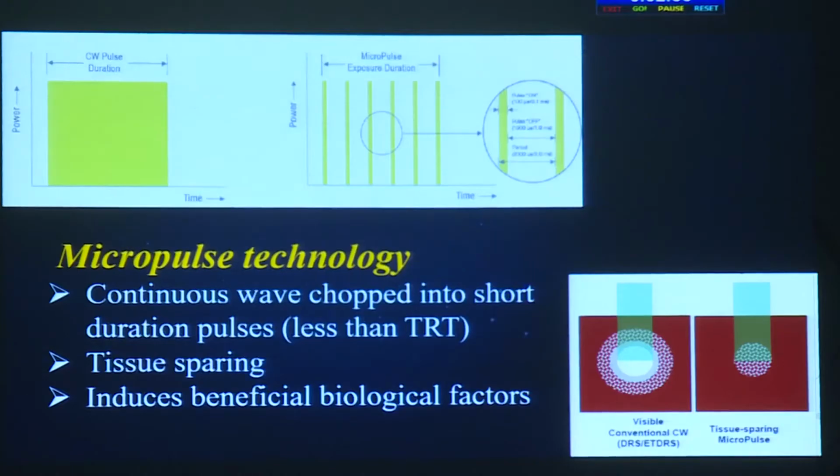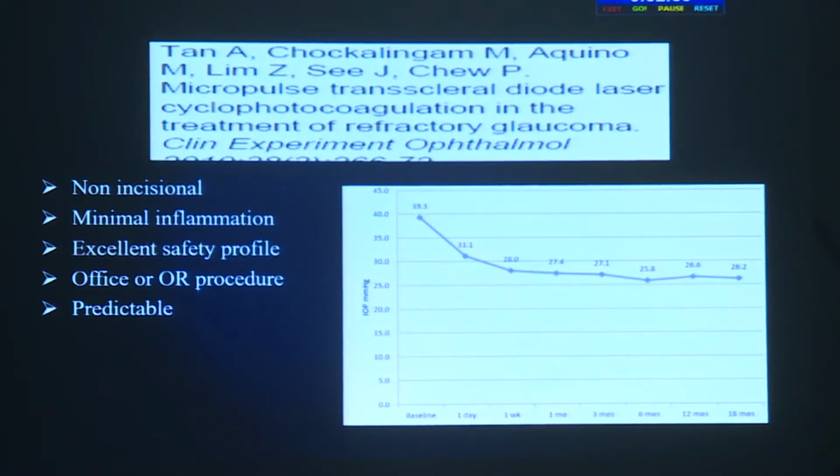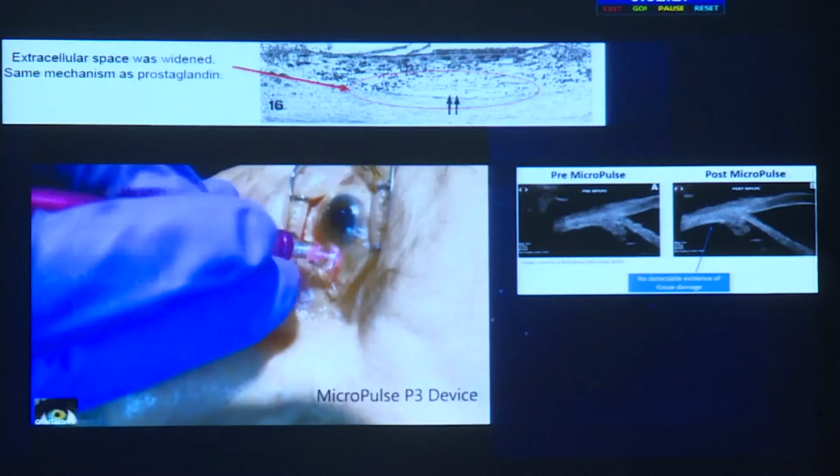a 31.3% duty cycle. Basically, it is a continuous wave chopped into short pulse durations, which is less than the thermal relaxation time, so there is no tissue damage. It is sparing and can be done repeatedly, and induces beneficial biological factors. It is a non-incisional procedure, induces minimal inflammation with an excellent safety profile, and can be used as an OPD procedure, and it gives us predictable results over a long-term period.